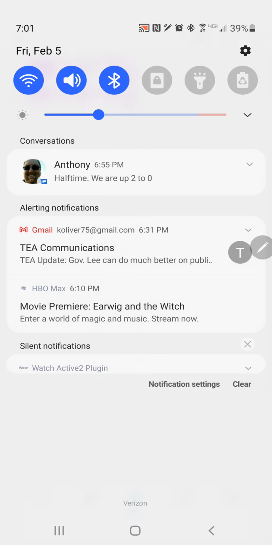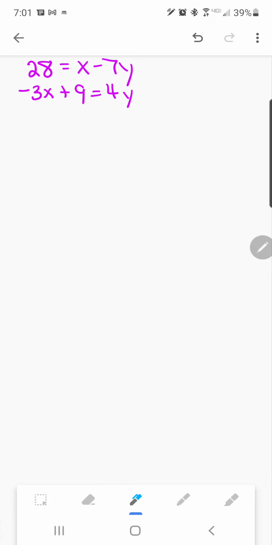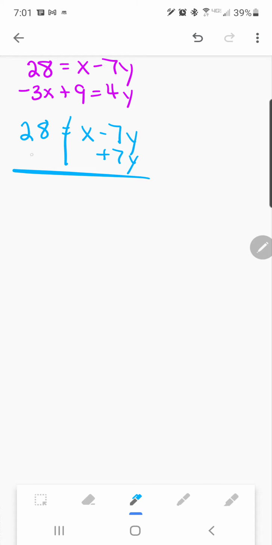Okay, so the first thing you'll do is solve for x. I'm going to use the first equation. If you take 28 equals x minus 7y and solve for x, you would add 7y to this side, and what you do to one side, you have to do to the other. This would cancel out, and so you would have x equals 28 plus 7y.